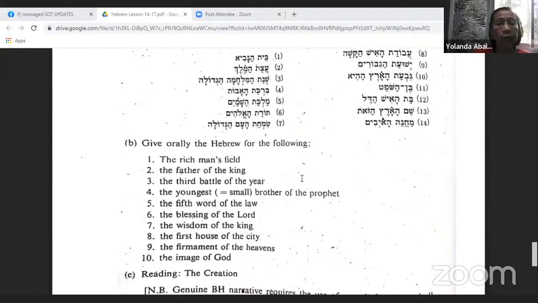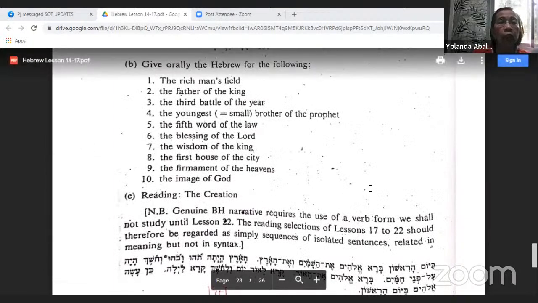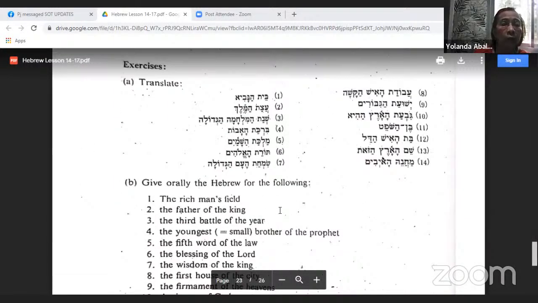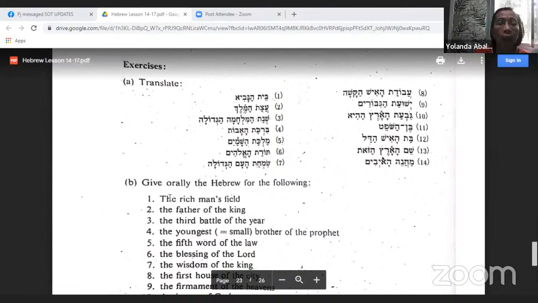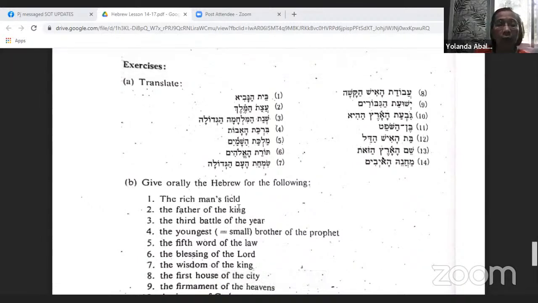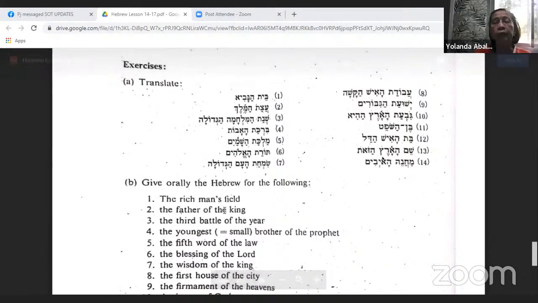And then, translate this, the rich man's field. Yes, this is the example I was referring to. The rich man's field. Like this Beth Hanavi, the prophet's house. The father of the king. How would you say the rich man's field?